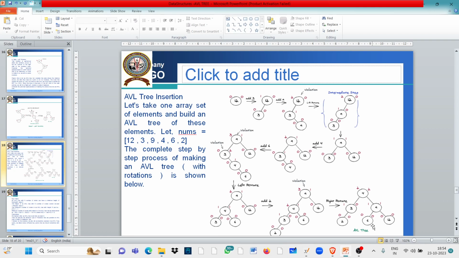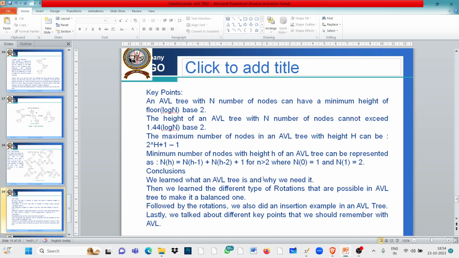So like this you can go for the insertion, also the deletion you can do in the similar manner, right? Then what are the key points? For an AVL tree with n number of nodes, suppose number of nodes is equal to n, then we can have the maximum height, that is log of n base 2, right? That is the floor value.